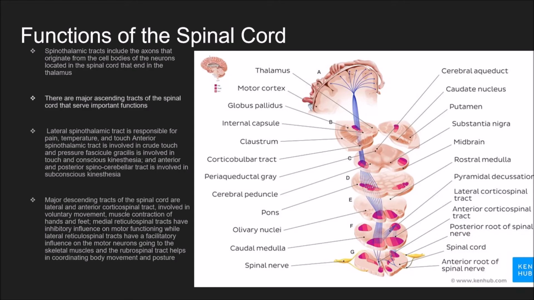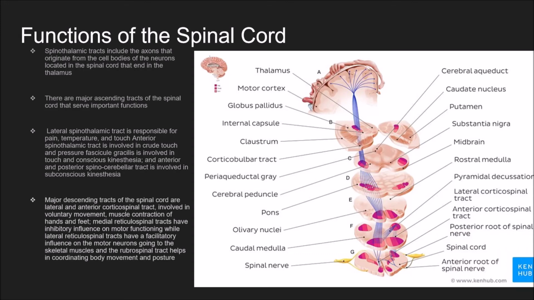There are major ascending tracts of the spinal cord that serve important functions. Lateral spinothalamic tract is responsible for pain, temperature and touch. Anterior spinothalamic tract is involved in crude touch and pressure. Fasciculus gracilis is involved in touch and conscious kinesthesia. And anterior and posterior spinocerebellar tract is involved in subconscious kinesthesia.